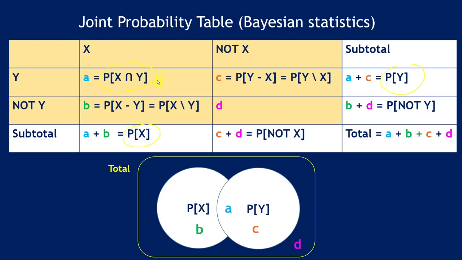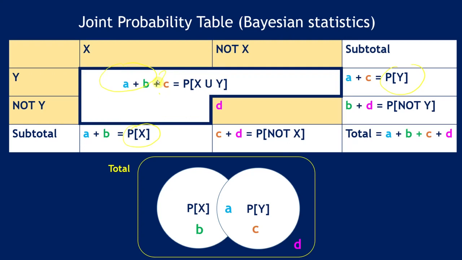And if you need to find the union of the two, this is what you need. You need to know A plus B plus C. So you need the sum of these three regions. You have the information on A plus C, which is the probability of Y. You have the information on A plus B, which is the probability of X. But because you don't actually know A, you are unable to estimate the union over here.